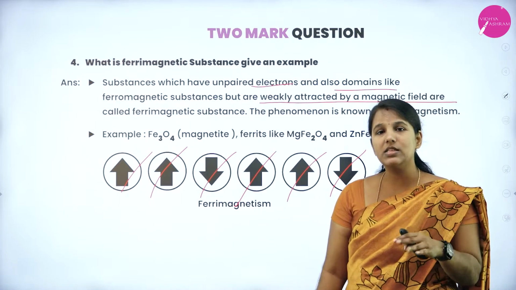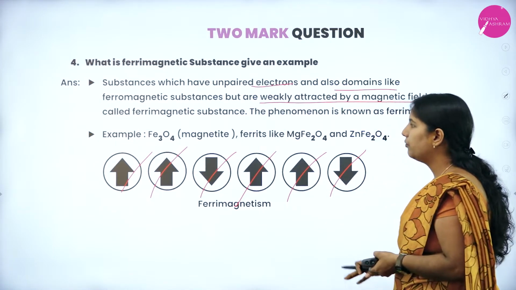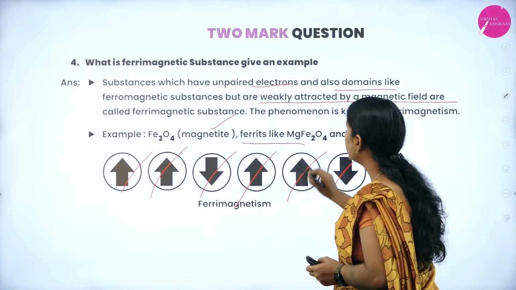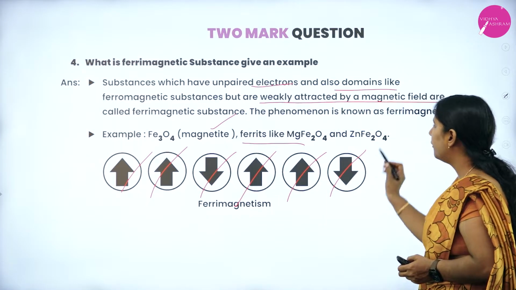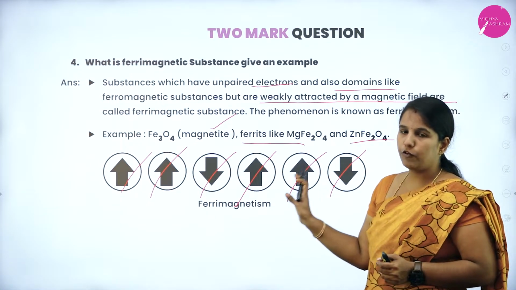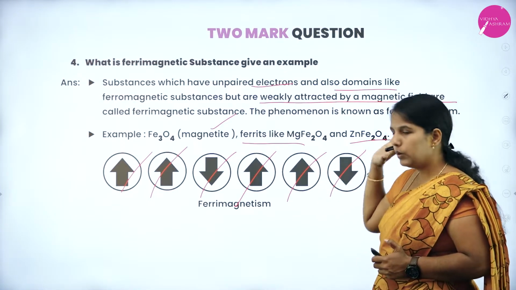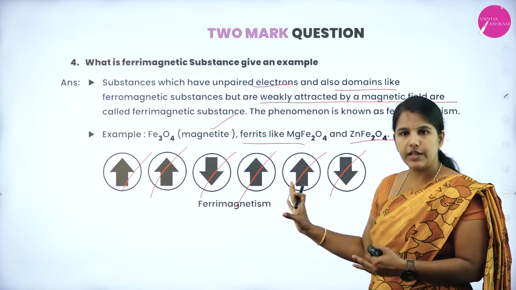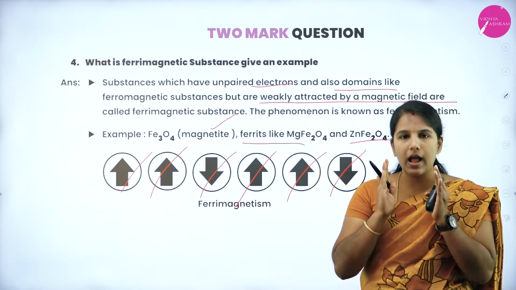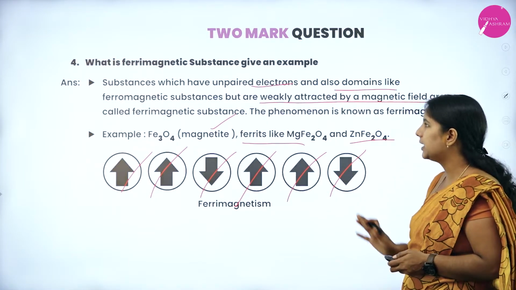Because the alignments are opposite to one another, they get cancelled out. They are weakly attracted by the magnetic field. Examples: Fe3O4, that is magnetite, and ferrites like MgFe2O4 and ZnFe2O4 are examples for ferrimagnetic substances. Hope you all understood why the magnetic behavior is not strongly observed here, because their domains are opposite to one another. If the domains are opposite to one another, they get cancelled out. That is why they are weakly attracted.